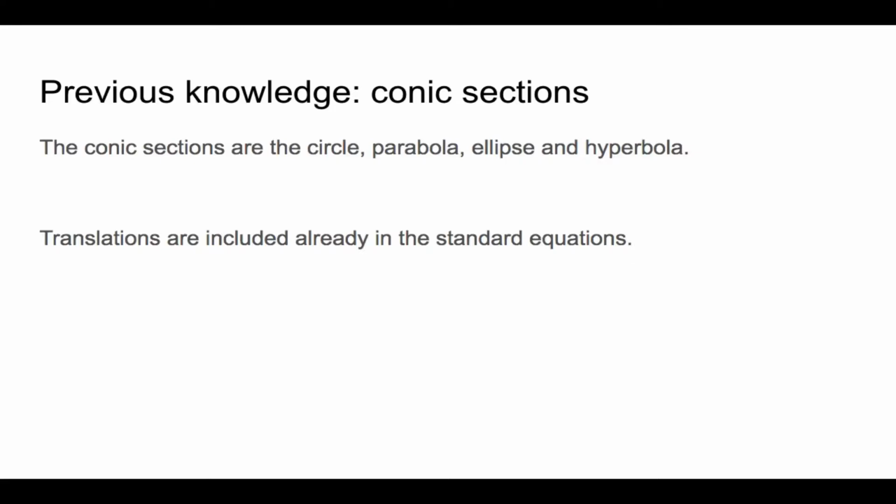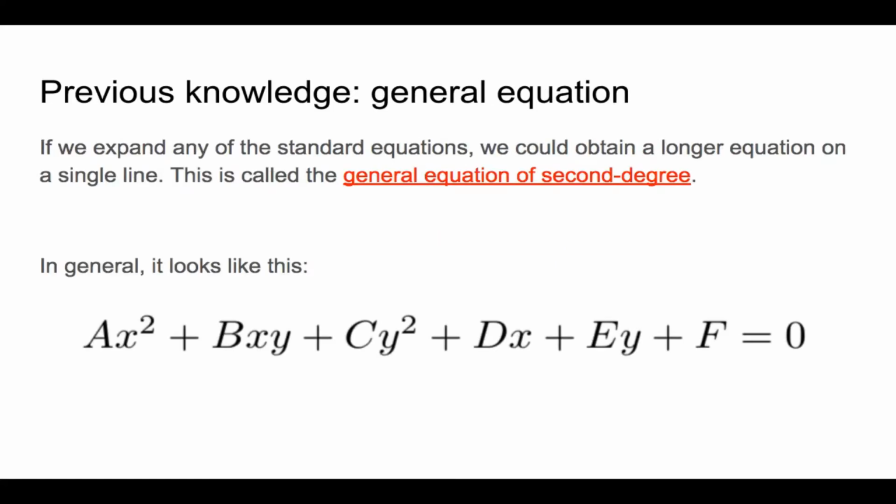So first, remember that there are 4 conic sections. The things we're calling conic sections are circles, parabolas, ellipses, and hyperbolas. Translations are already included in the standard equations. Okay? There is something else that we can obtain. If we expand any of the standard equations, we can obtain a longer equation, a single line equation. This long one is called the general equation of second degree, and it looks like what you're looking at on the screen.